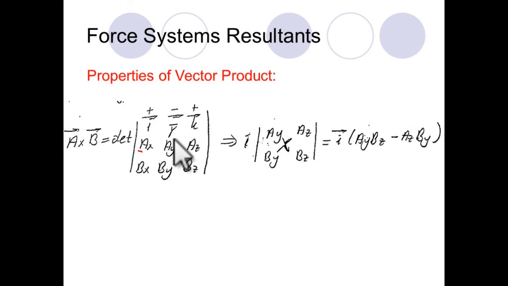So how do we calculate the determinant of this matrix? You can choose any row. If you choose the first row, first you give the signs plus, minus, and plus, and then you exclude the first row and first column. Then you calculate the determinant of this 2 by 2 submatrix. So this is AY multiplied by BZ minus BY multiplied by AZ, multiplied by i. So this will be the i component or x component of the vector.